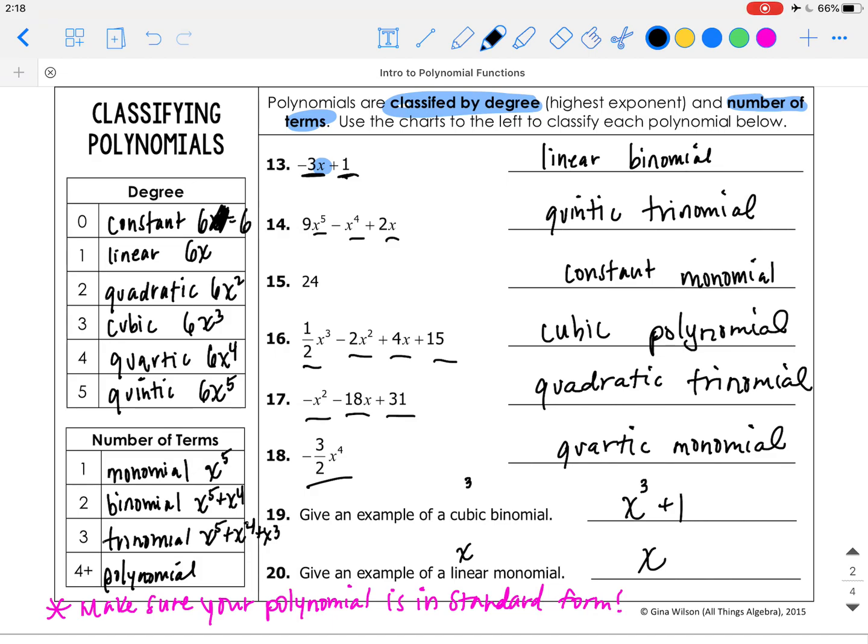All right, and I think that wraps up this first video. Look forward to the second video. I will be talking about how to add, subtract, multiply, and divide polynomials.